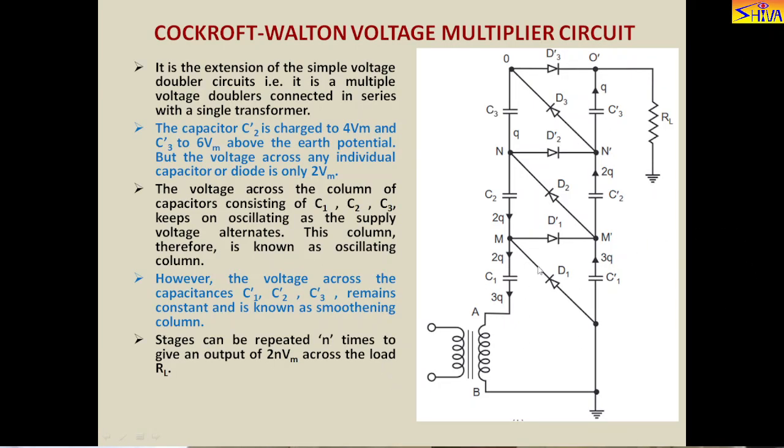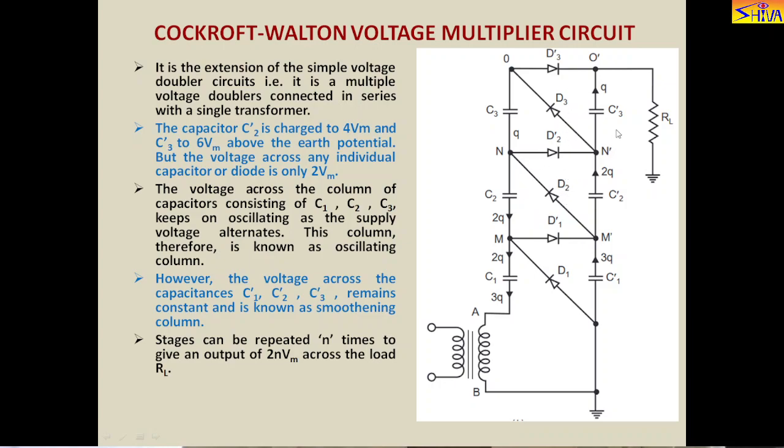So this is the Cockcroft Walton voltage multiplier circuit. If we see this circuit up to point M and M dash, it is nothing but voltage doubler circuit. This is the transformer. These are the diodes and capacitors of the voltage doubler circuit. And if we observe this portion, from M dash up to M dash, it is also two capacitors and two diodes. They are of the voltage doubler circuit excluding the transformer.